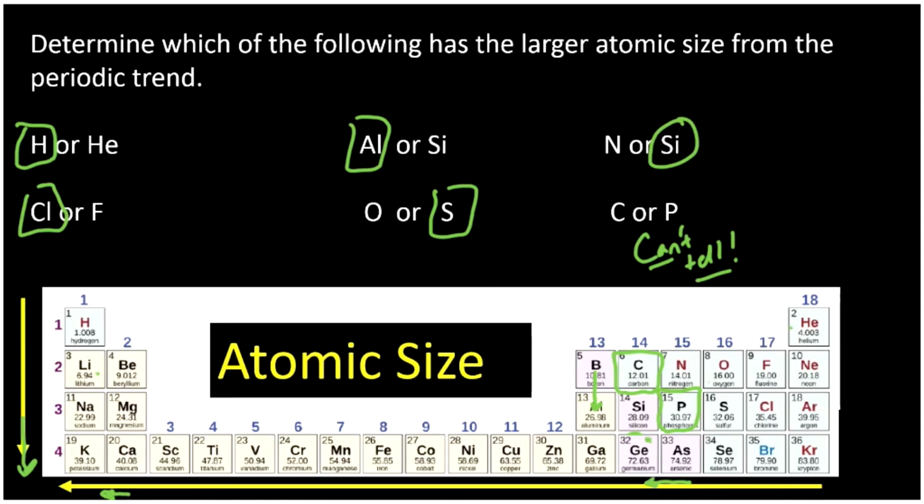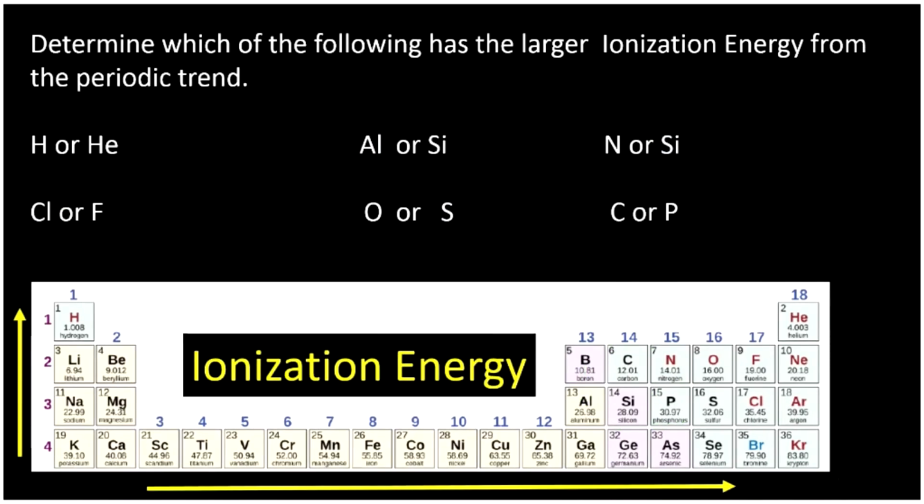Okay, so that's for atomic size. Let's take a look now at those same comparisons for ionization energy. Once again, we're going to start with hydrogen and helium. Ionization energy has the opposite trend of atomic size. And so that means all of our answers, frankly, are going to be opposite. Helium is more to the right, so it's bigger. Sorry, not bigger. It has a higher ionization energy.